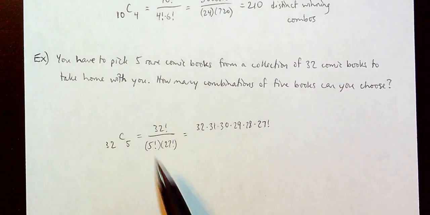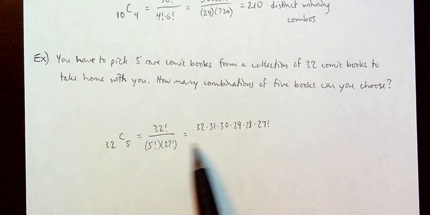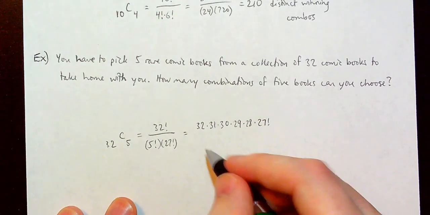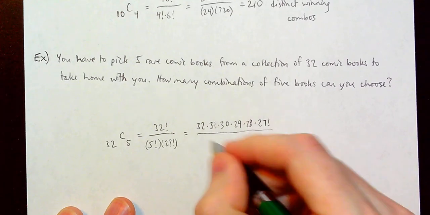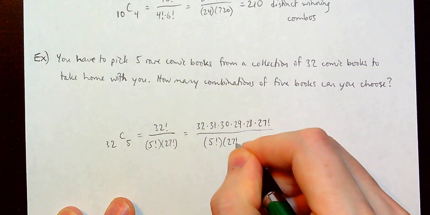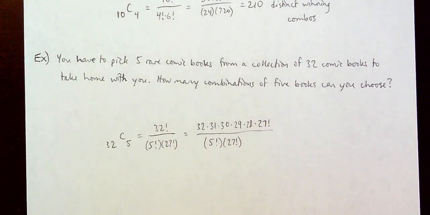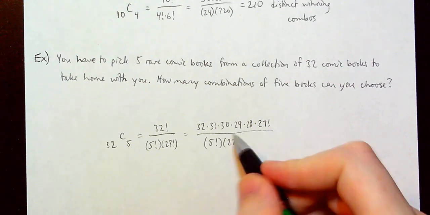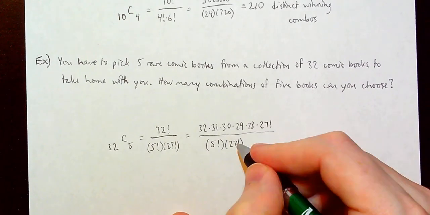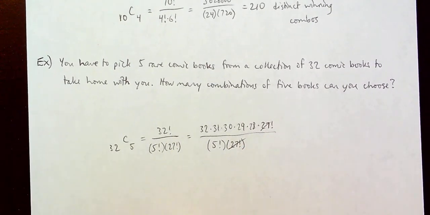So I can take a larger number factorial and rewrite it as the product of numbers times a smaller number factorial. The reason that I stopped at the 27 factorial is because now we have a common factor on the bottom and top. I now have a 27 factorial on the bottom and a 27 factorial on the top, and I can cancel those guys out.